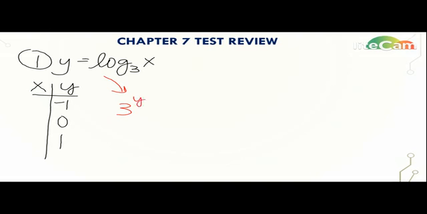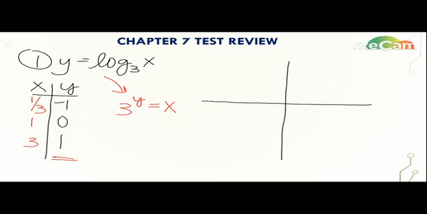So I'm looking at graphing y equals log base 3 of x. When we graph logs, remember that we're going to do things a little backwards. So we're going to plug in -1, 0, 1 for the y, and I'm going to convert 3 to the y, convert this to 3 to the y equals x.